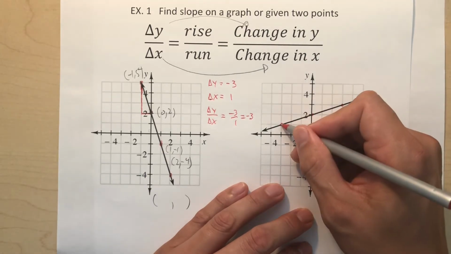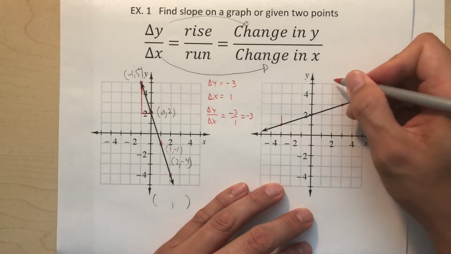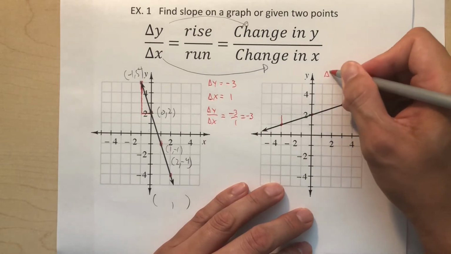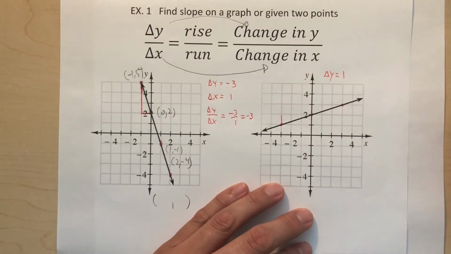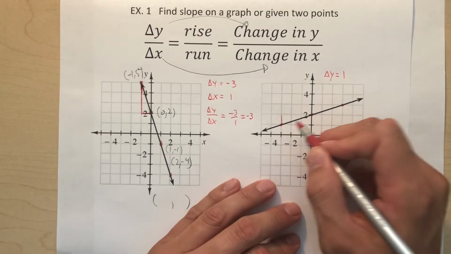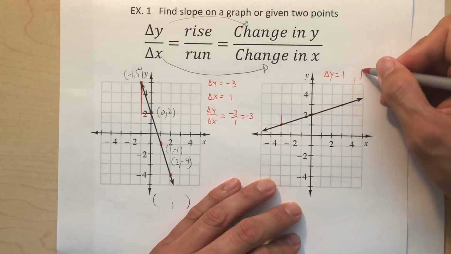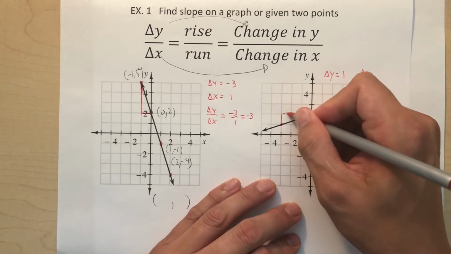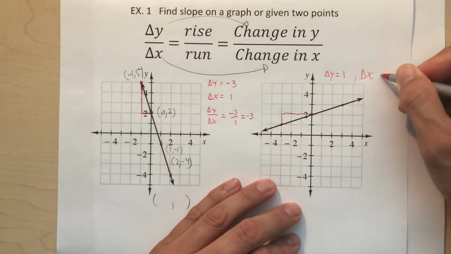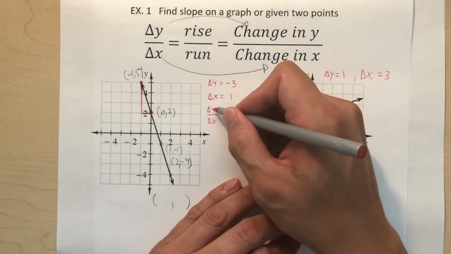Okay, so this one here, my change in y is 1, and it's a positive 1 because it's going up. Again, you're looking from left to right, and from the left to the right, you're going up to get to here. So your change in y is 1, and then your change in x looks like it's going 1, 2, 3. So it's going to be 3. All right, now your slope is going to be the same thing.